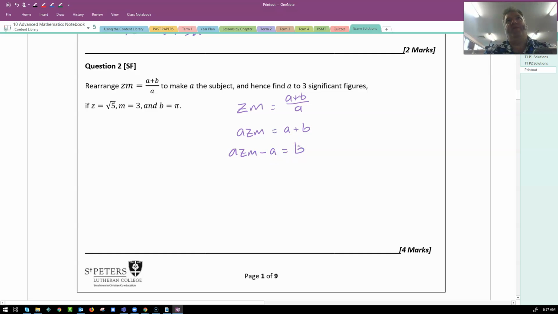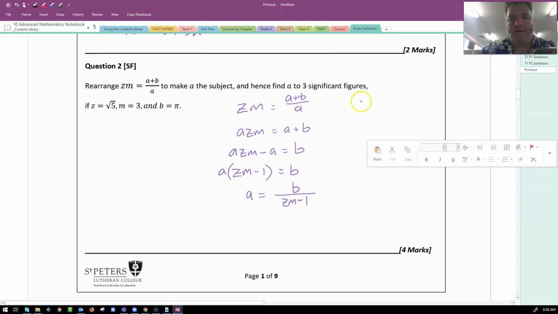The one tricky step in this one for some people, how do I join those a's together? If it was 7a minus a, you'd just write 6a, which is really 7 minus 1, lots of a. Well, here I've got Zma minus 1a. So I've got Zm minus 1, lots of a, is equal to b. Just factorising, that's all you have to do. Now you divide by Zm minus 1, and you are there. a equals b over Zm minus 1.